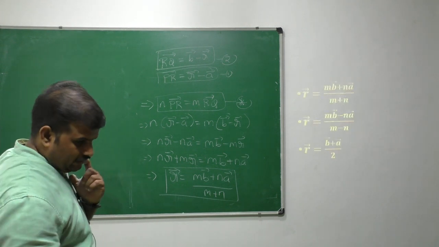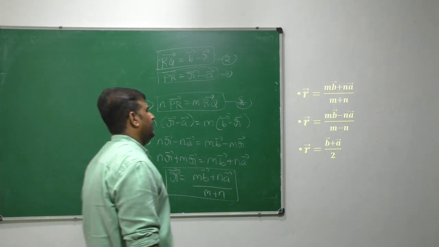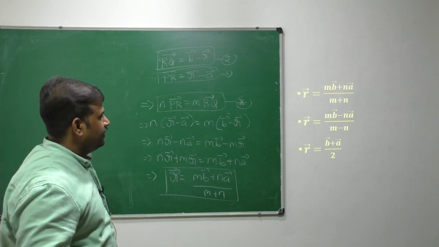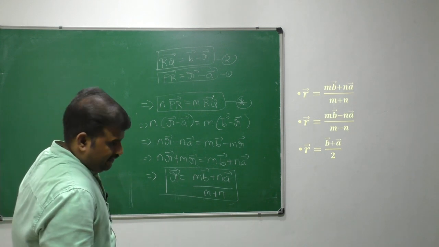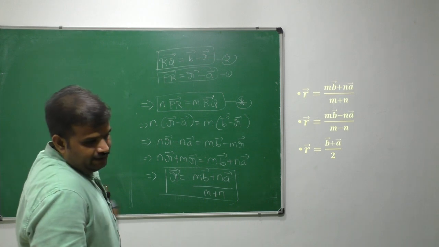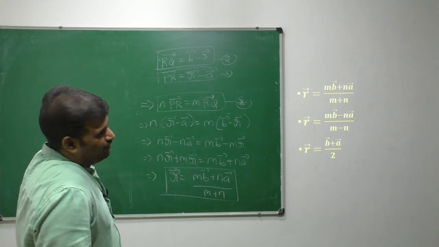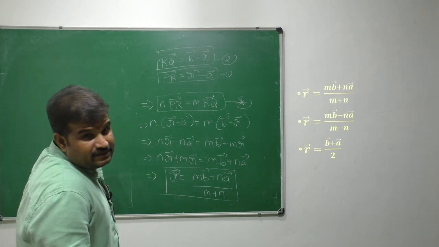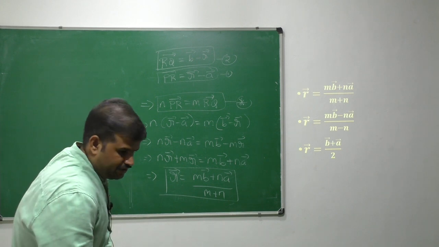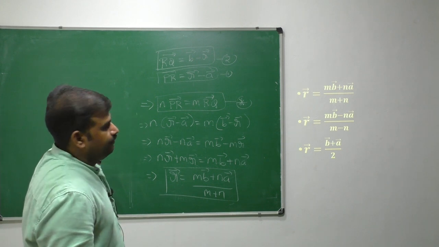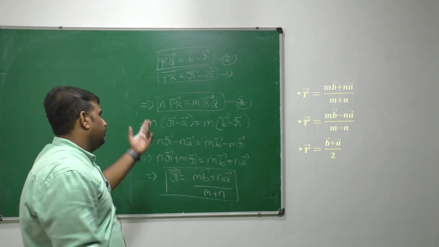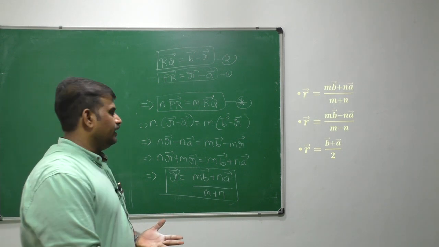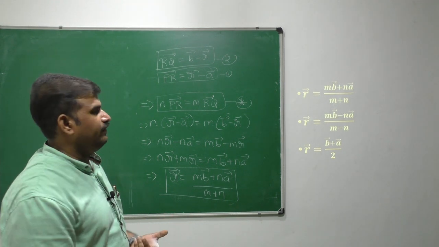If it is an external division, we have this formula: m into vector B minus n into vector A divided by m minus n. If R is the midpoint, then vector B plus vector A divided by 2, or vector A plus vector B divided by 2, we can take any order, because we know addition is commutative. These three formulas are very, very important. This comes under the section formula. So three cases: internal division, external division, and if R is the midpoint.